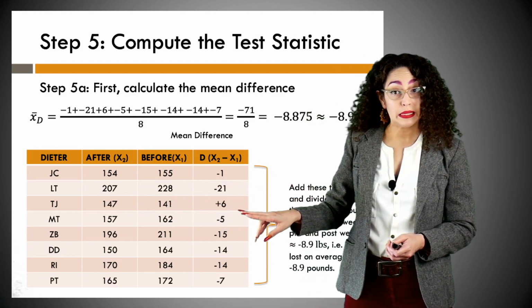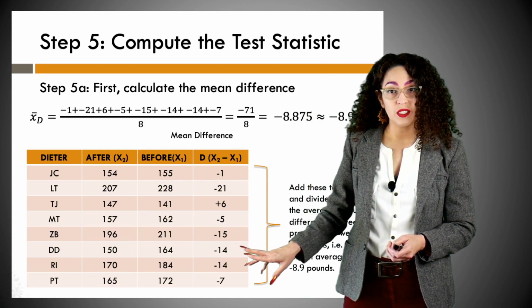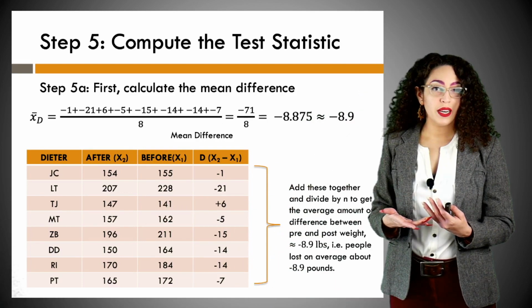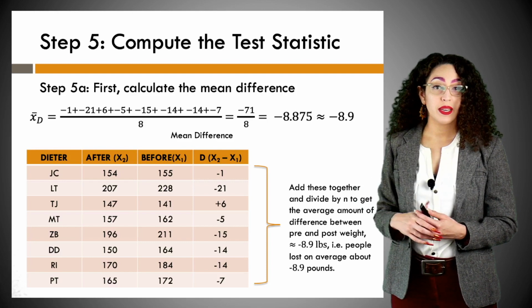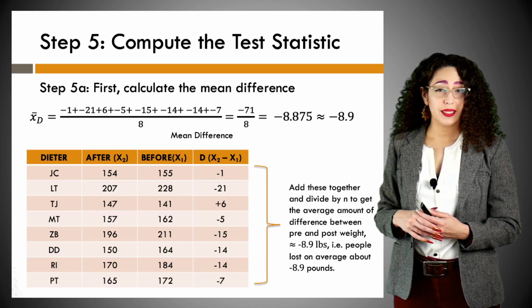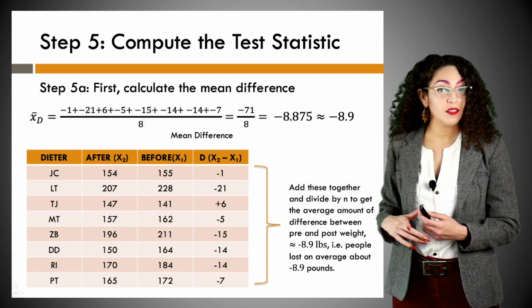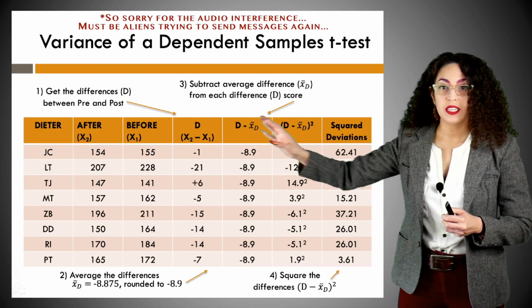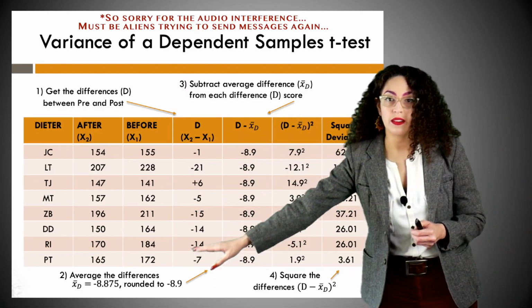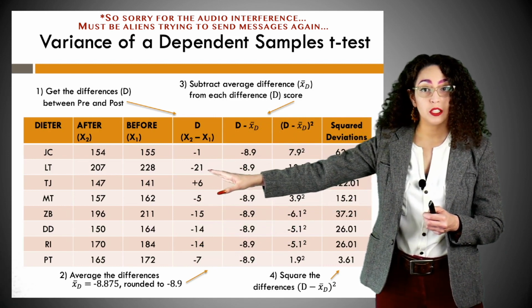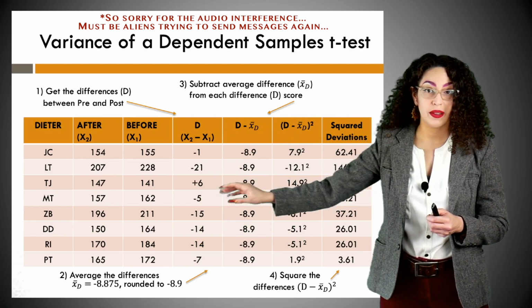This person gained 6, lost 5, lost 15, lost 14, lost 14, lost 7. So on average, people lose about 8.9 pounds. Now, is that going to be significant based on what we already know from those visualized cutoffs? So here were all those differences that we already calculated. Some people lost as much as 21 pounds, one person gained 6 pounds.